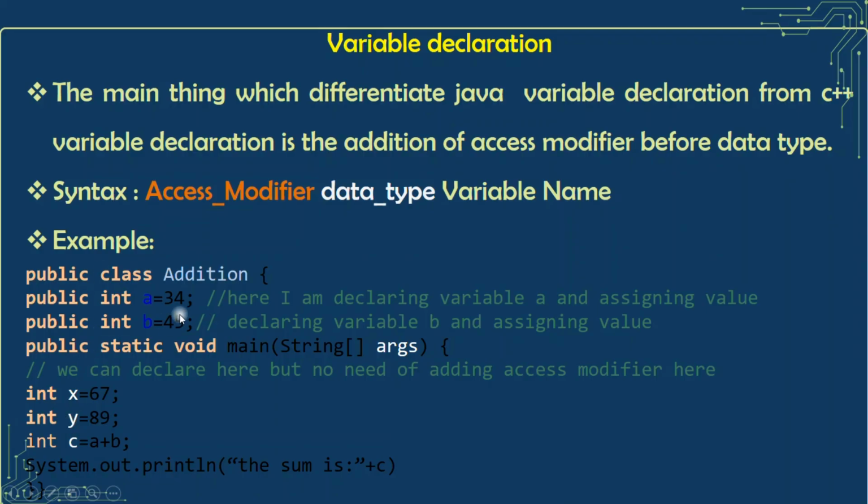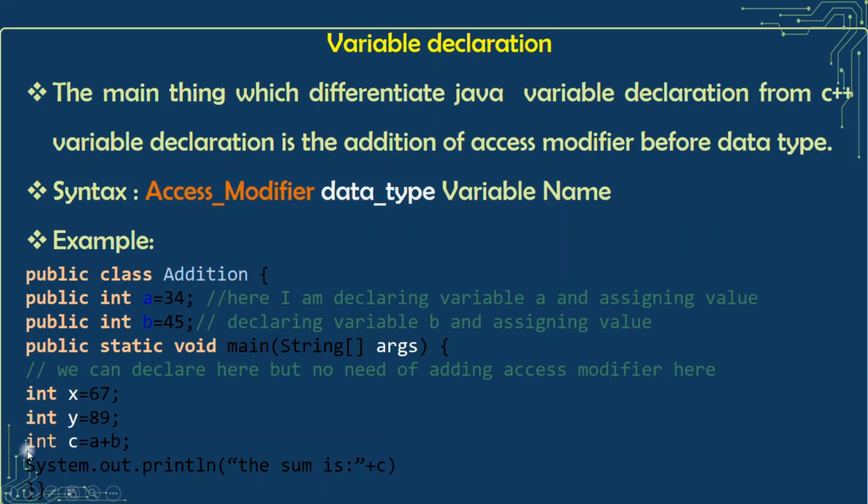The difference between these two variables right here and these three variables right here is that these are the instance variables. So to access them in the main method, we have to instantiate an object of class addition. That's why we call them instance variables, because we're going to access them through the instance of the class, which is the object. So we're going to access object name dot a, object name dot b.